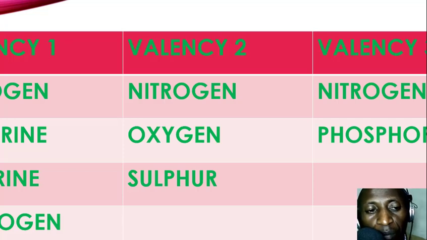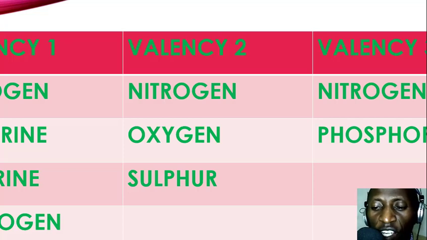Straight away we look at the nonmetals that fall under valency 1. These ones include nitrogen, chlorine, fluorine, and hydrogen. The elements that have valency 2 include nitrogen, oxygen, and sulfur. The nonmetals whose valency is 3 include nitrogen and phosphorus, amongst others.